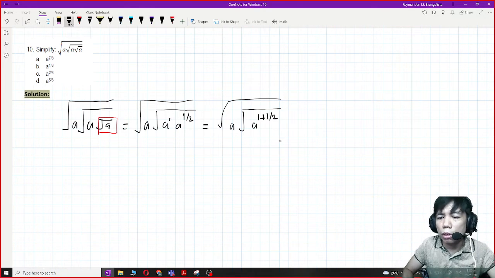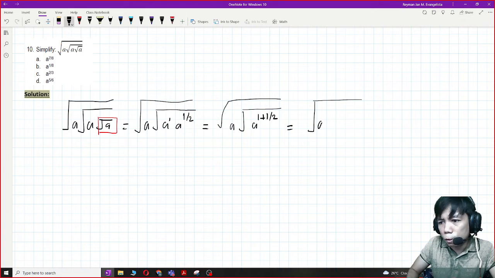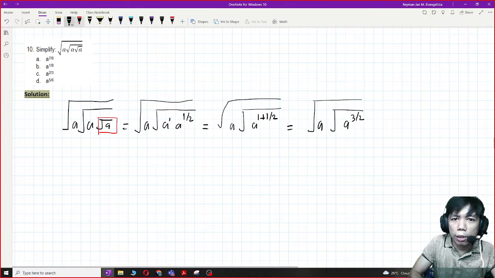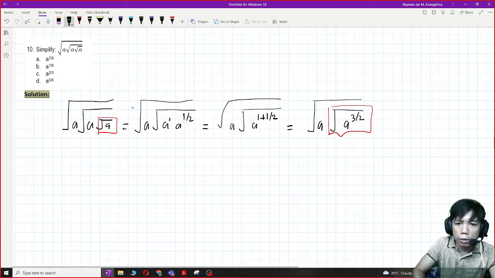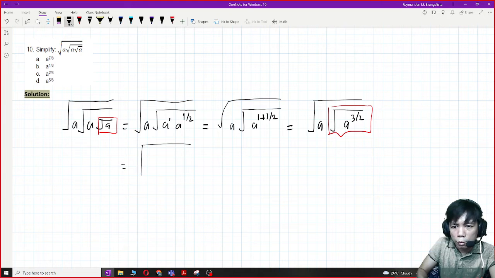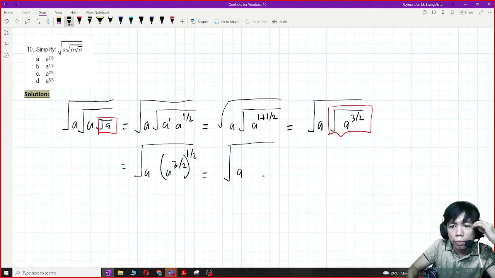So, 1 plus 1/2 is 3/2 na. Square root of A raised to 3/2. Then this part naman, rewrite mo siya as exponential. So that will be equal to square root of A raised to 3/2. So yung square root magiging raised to 1/2. Then apply property of exponent. So, 3/2 times 1/2 na. Or, magiging ganito yan, square root of A raised to 3/2 multiplied by 1/2. Ito muna yung multiplication.